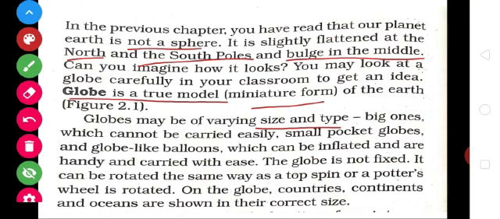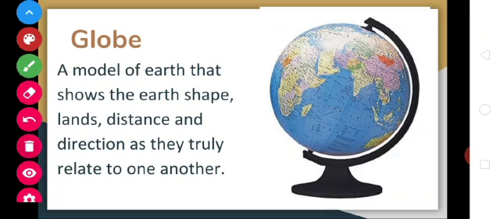On the globe, countries, continents and oceans are shown in their correct size. On the globe we can locate the countries, continents and oceans of the world with their correct size. Look at the picture. This is the model of the earth, the globe. It shows the earth's shape, lands, distance and direction as they truly relate to one another.